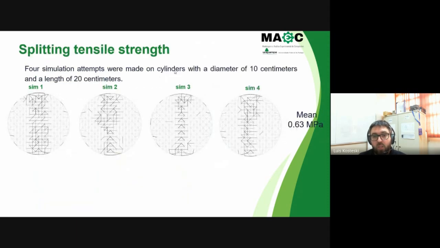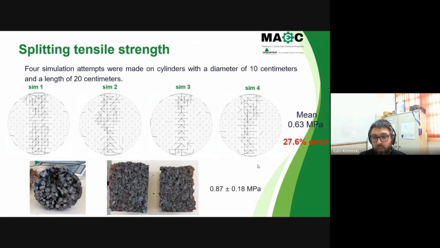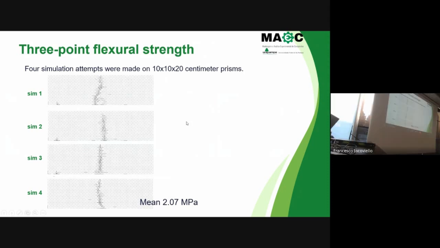The other simulation is the splitting tensile strength. We found a mean value of 0.63 MPa, and in the experimental it is a little bigger value. But the failure configuration is very similar. Always we have a crack very similar to the experimental one.